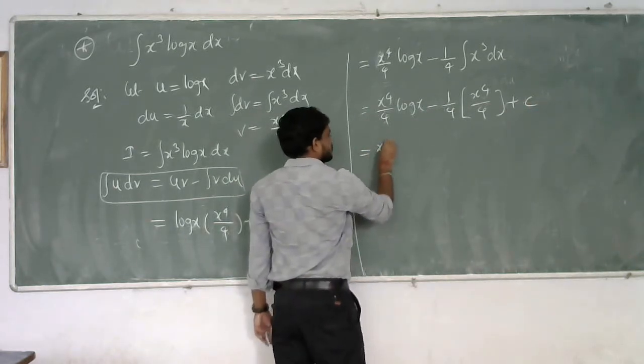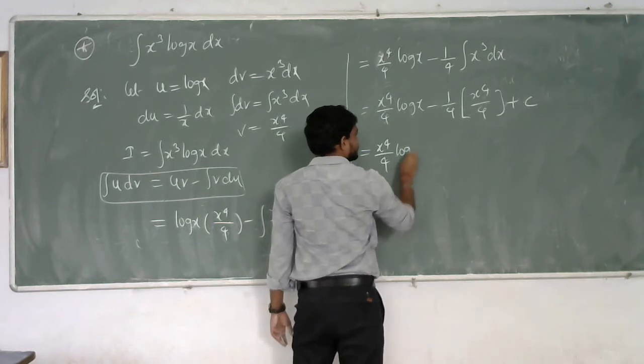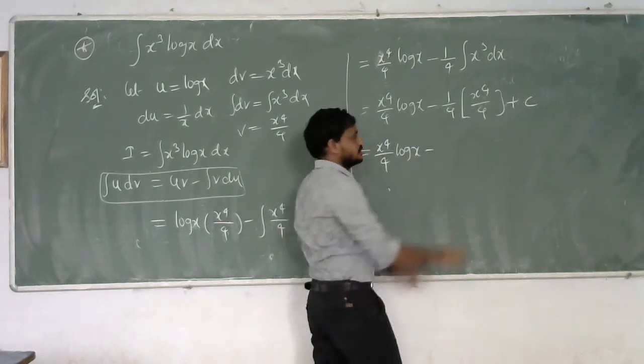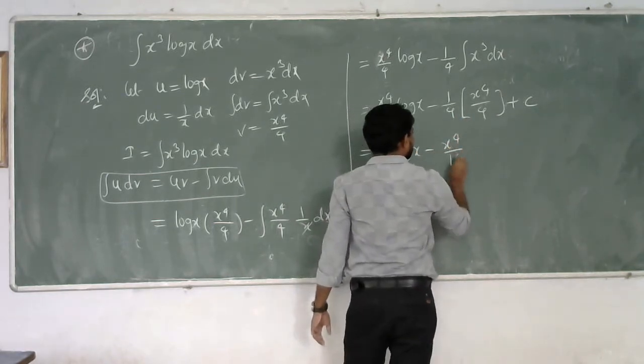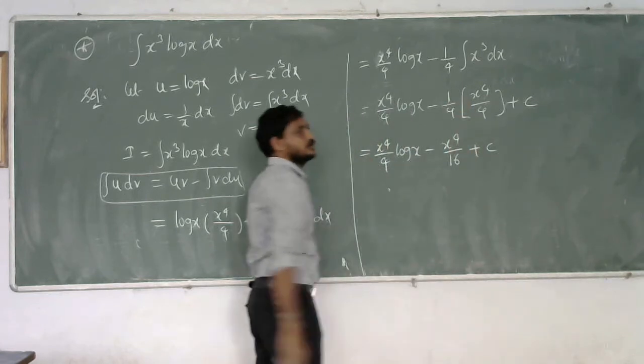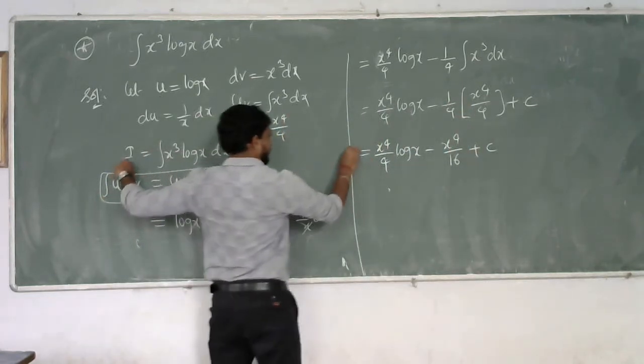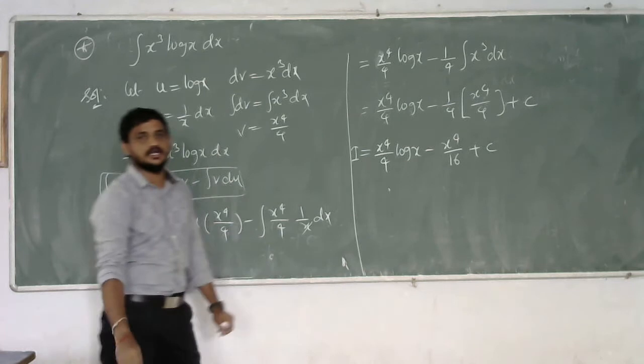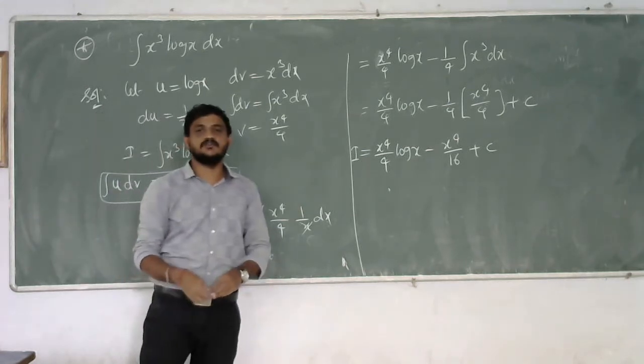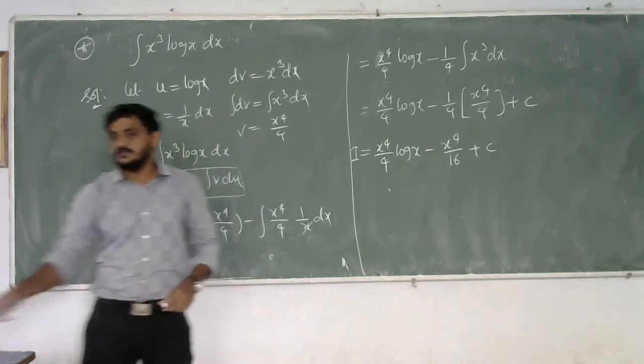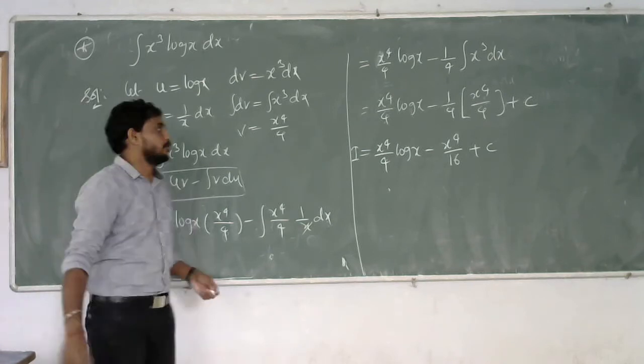That equals x to the power of 4 by 4 into log x. Here 4 into 4 is 16. So x to the power of 4 by 16 plus c. That is the value of the given integral. Right? So that is the integral of the given function. Next, let us see one more problem.